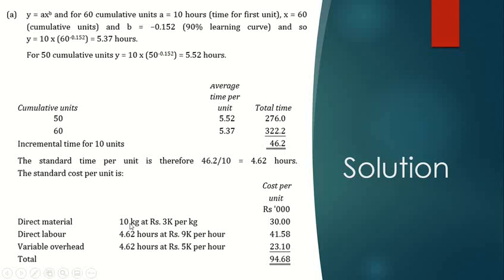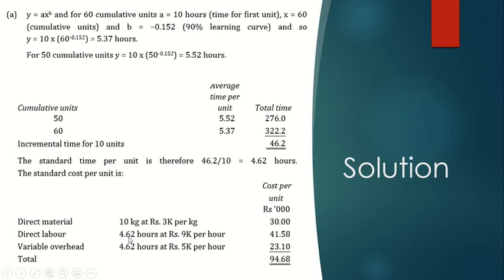So the same information will be there. So 10 kilograms into 3,000, it will be 30,000. Now, this is the important thing. When we were producing 1 unit, our time requirement was 10 hours.